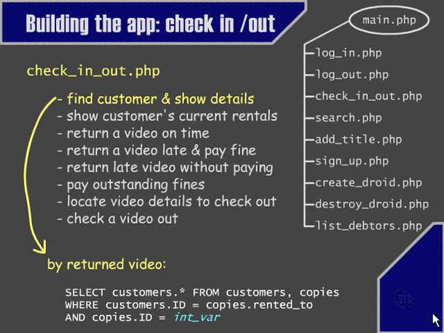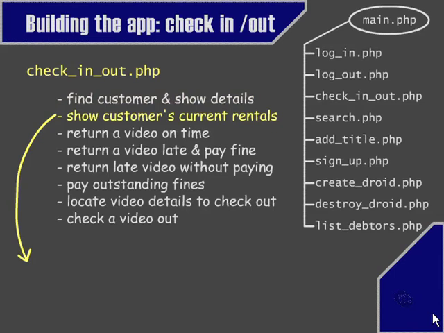How this is accomplished is by drawing the information from the customers and the copies tables, and we use as the joining criteria the rented to column on the copies table compared with the ID column on the customers table. We use the copies ID as the variable for searching because we're searching by the returned video.